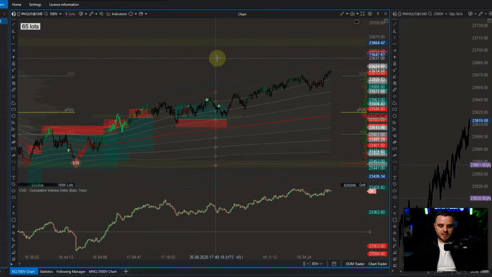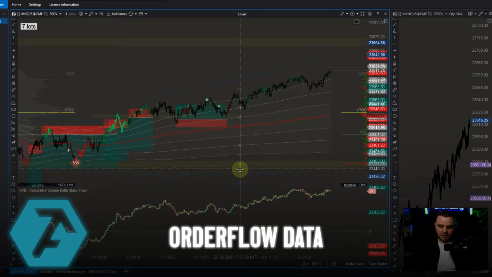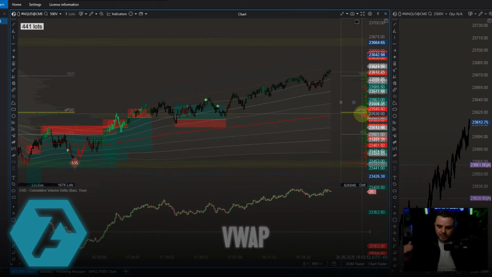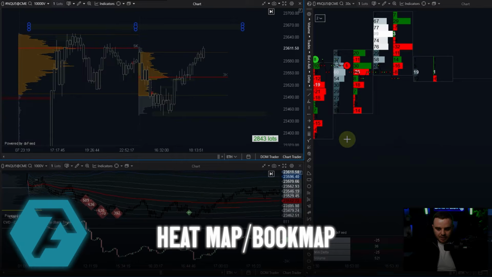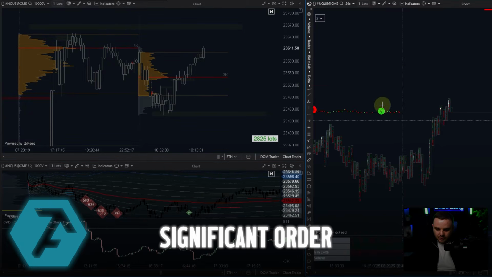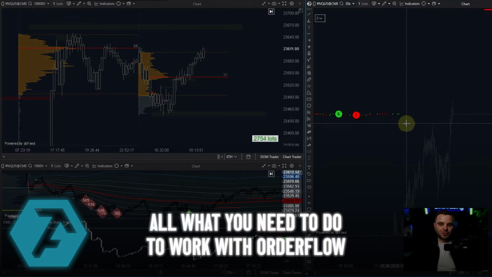An additional positive side of ATAS is that you can get order flow data from different angles. You can analyze VWAP. You can see a volume profile based on data. You can see a volume profile based on volume. You can analyze the heat map, book map. You can see significant orders. You can see the tape. Like, all that you need to work with order flow.